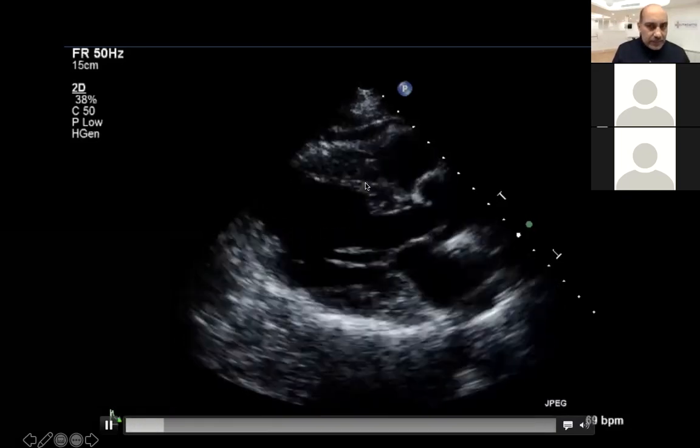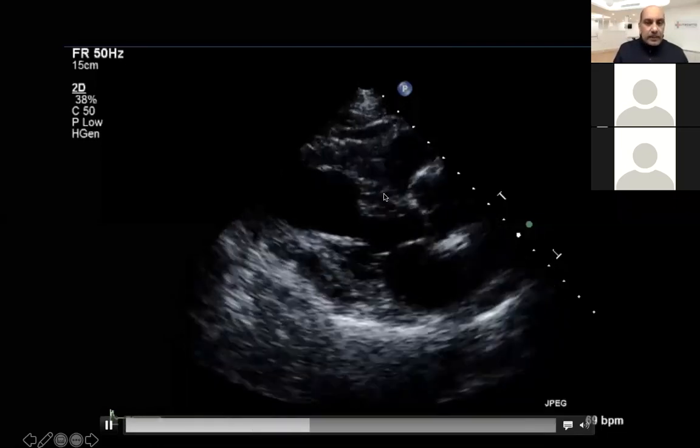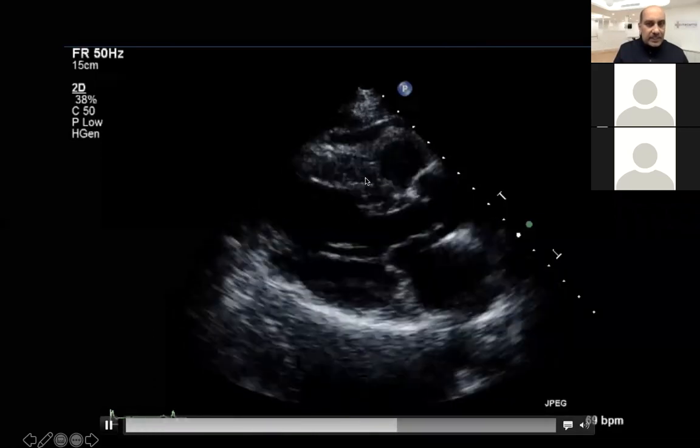What is this segment? Is it septum? No, it is anterior septum. The basal anterior septum is contracting extremely well. Mid anterior septum is contracting well.